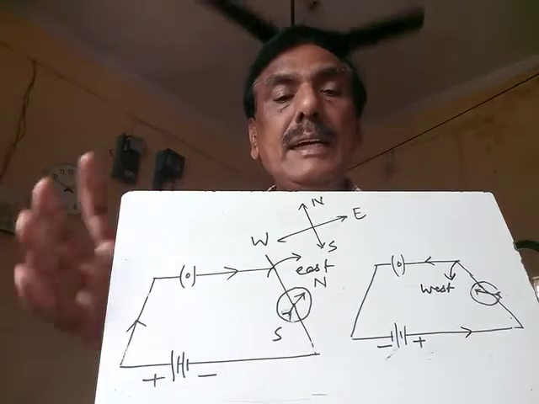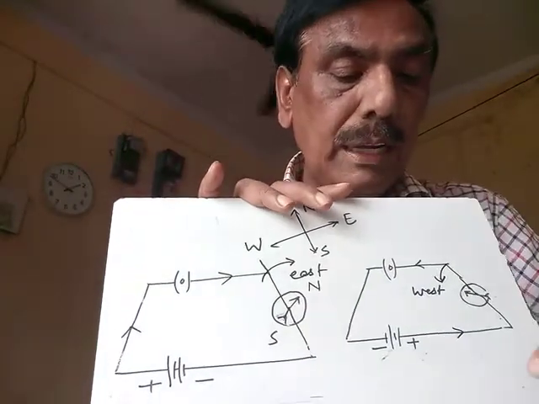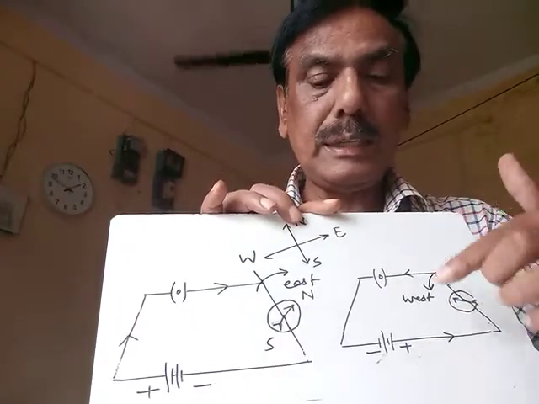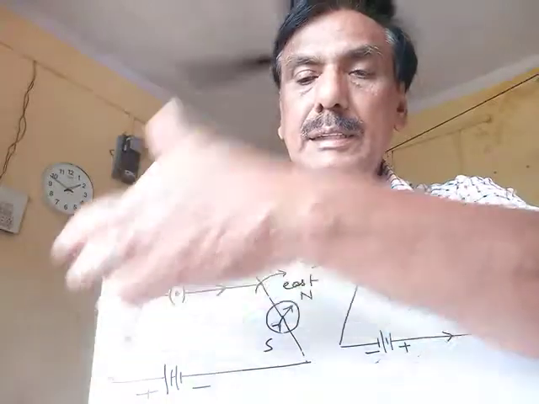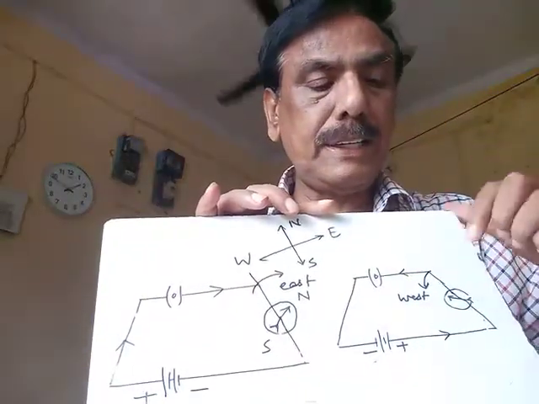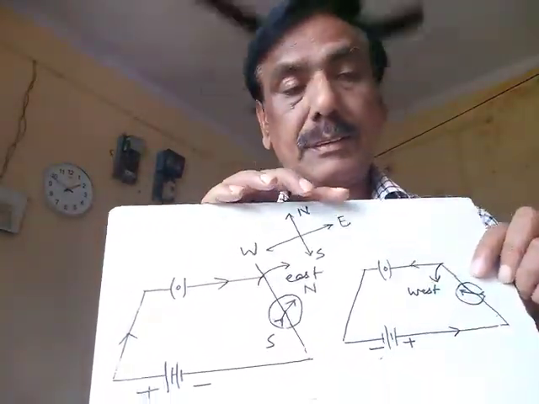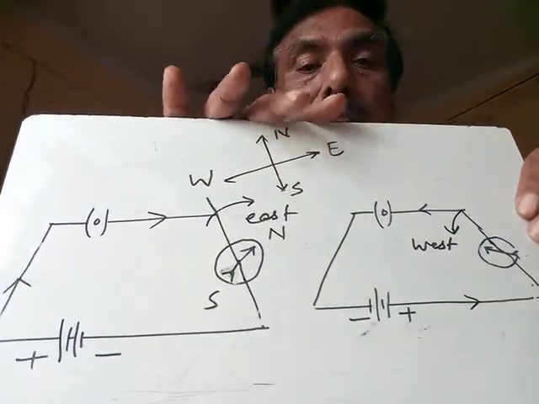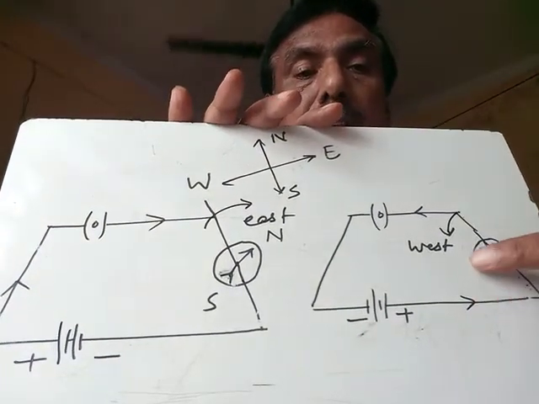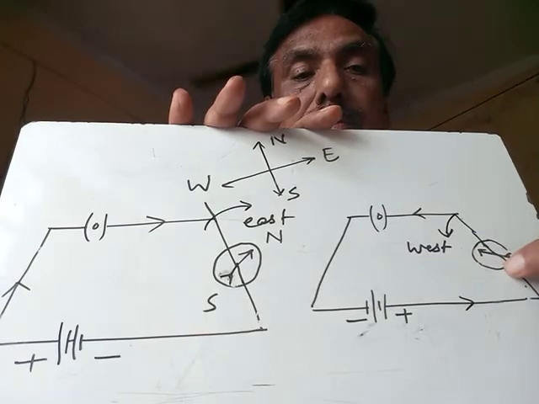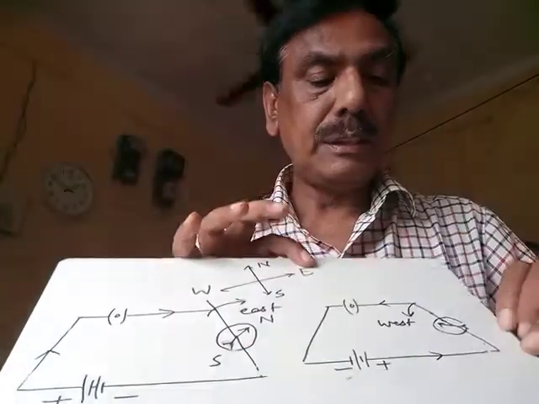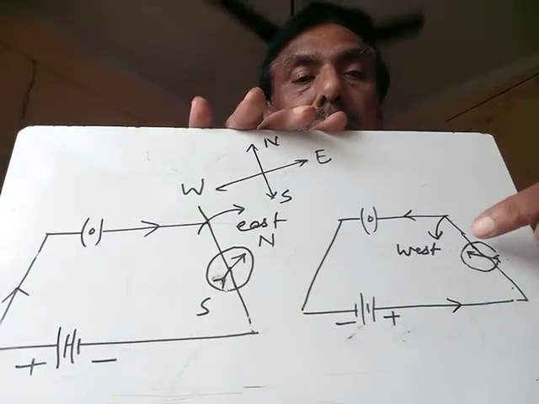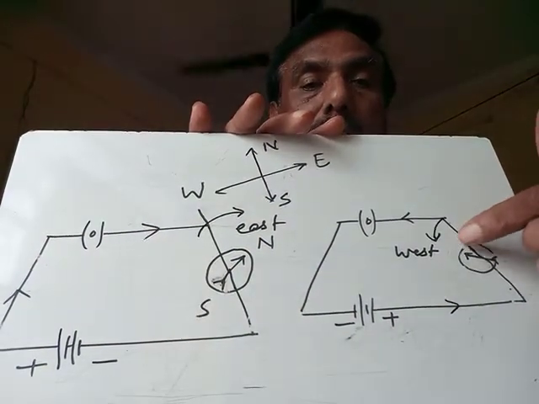Now look at the second figure. The current is now passing in this way; in the first figure, the current was passing in the other way. Now see the direction of the needle: it is in the western direction. It was in the east direction before, and now the deflection in the needle is in the west direction.